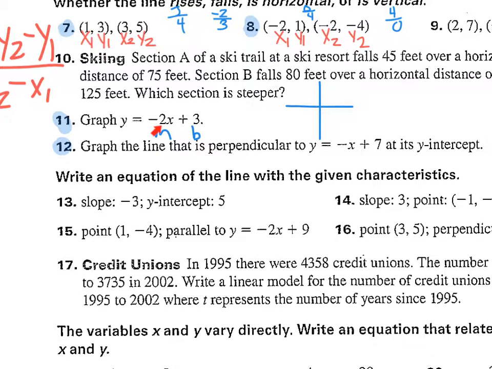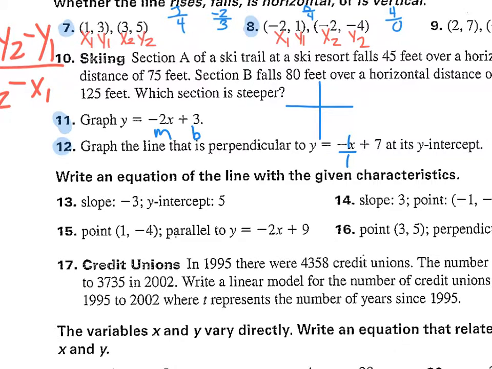Then your slope is -2, or -2/1. So you're going down 2 and over 1 to make your line. On number 12, we want to graph a line that's perpendicular to this. So basically, that's a -1/1 for the slope.